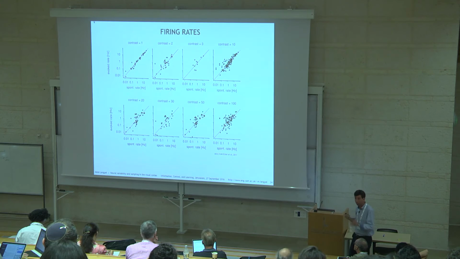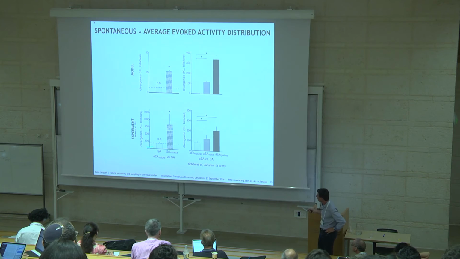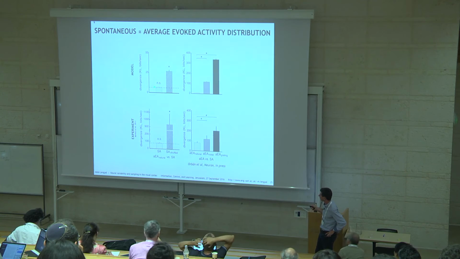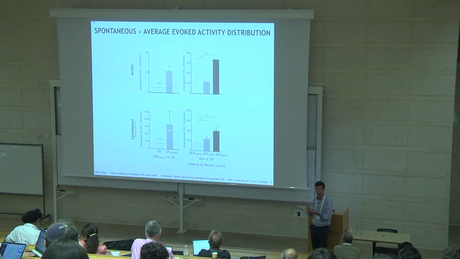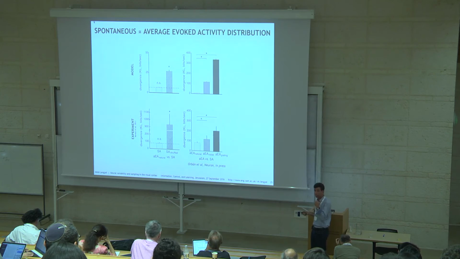But of course, we can make the more detailed comparison that we did in the first half of the talk, when we compare average evoked activity to the spontaneous activity distribution, and you can see that it's not significantly different from a baseline that we expect due to some undersampling of the data. We had that line in the experimental paper. I just didn't draw your attention to it.